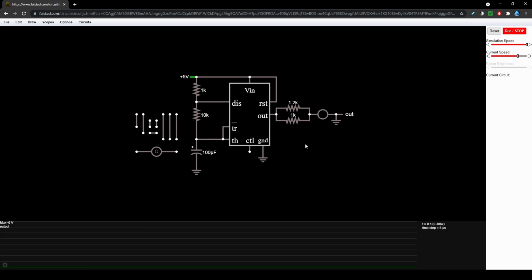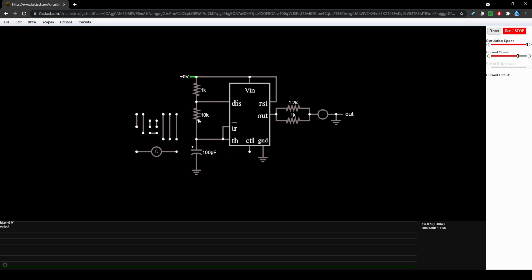If you do the math using the formula, 1 divided by 1 divided by 1000 ohms plus 1 divided by 1200 ohms, you get 545.5. When you factor in the 5% margin of error, that gets you into the goal range. And then, of course, it goes to the LED to light it up, and then into ground.